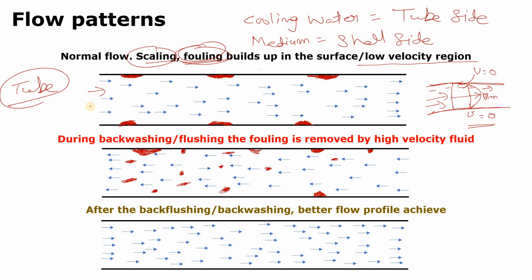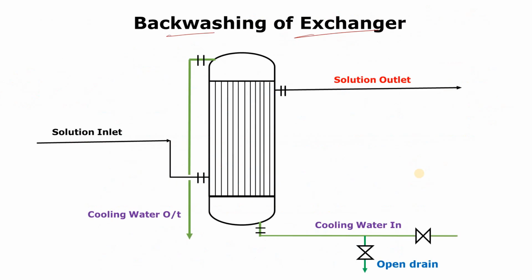Here you can see the flow direction is left to right, right? So in backwashing or back flushing, what we do is reverse the flow. This will be the direction of the flow. How we do that, we will also see, but here you can just understand that we reverse the flow.